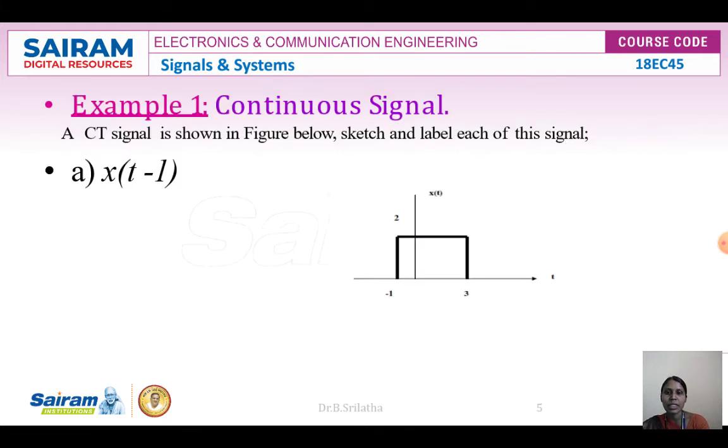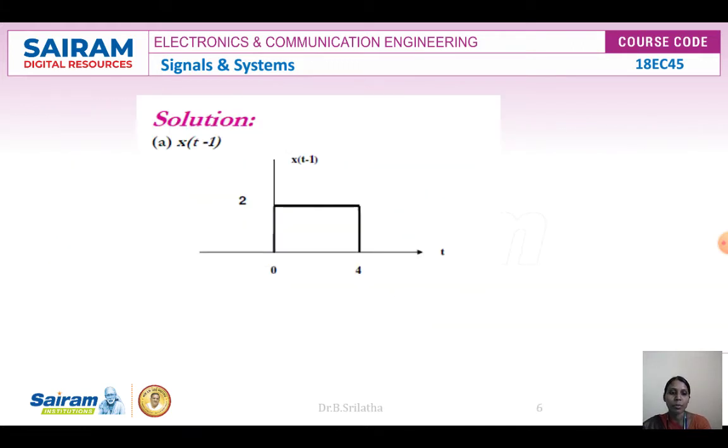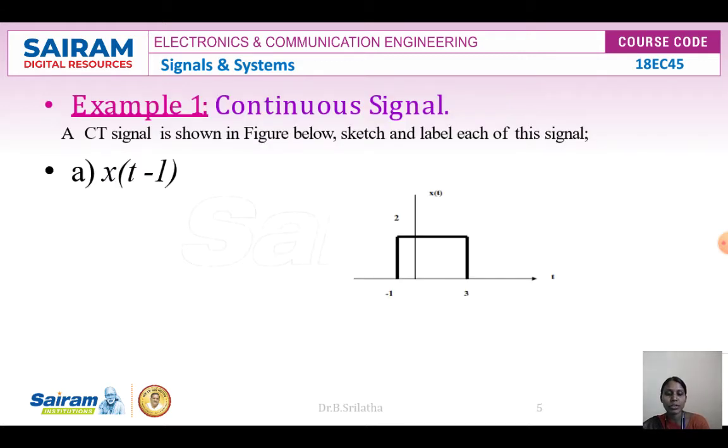Now we'll see some problems. In this problem, I am going to consider a continuous time signal. If you represent it as x of t, this is a continuous time signal, already shown in the figure. We are going to sketch x of t minus t naught, here x of t minus 1. Here t minus 1 is equal to 0, so t is equal to 1.